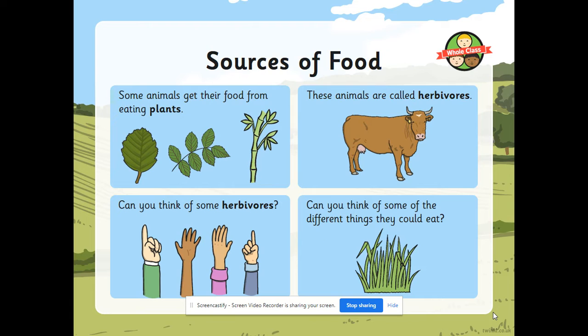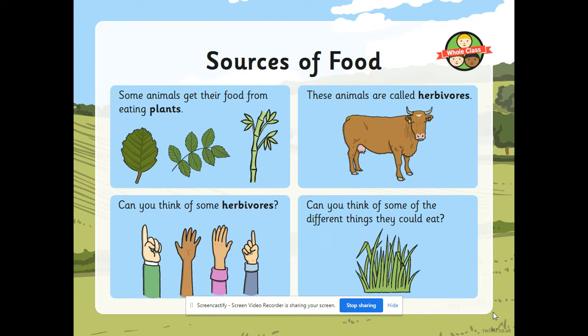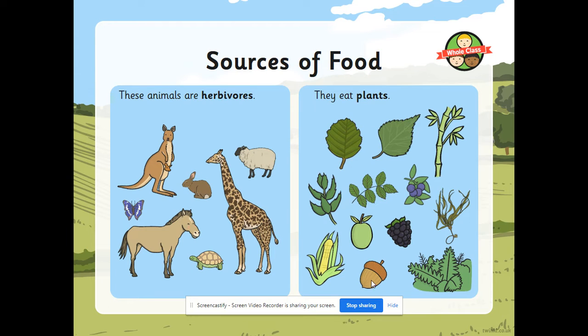Some animals get them from plants. These animals are called herbivores. Maybe have a think if you can think of any herbivores. Can you think of some of the different things they could eat? These are herbivores, okay? And we have done this before, haven't we, on our Science Knowledge Day? And these are the things they eat.